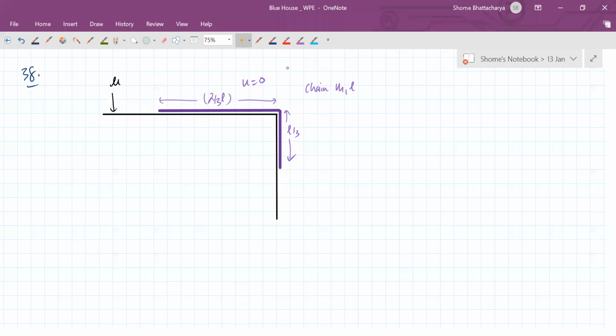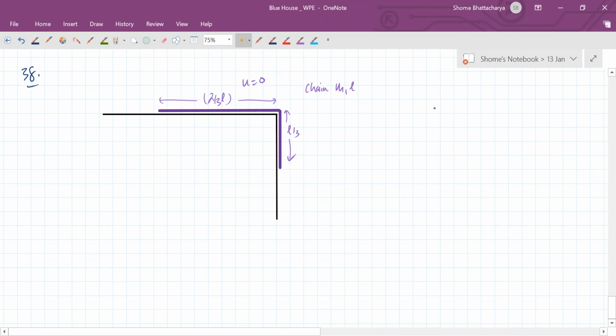The 38th question is... no, 38th question, forget about the friction. We'll do 38th and 39th actually. So 39th has friction. 38th is not so much about friction.